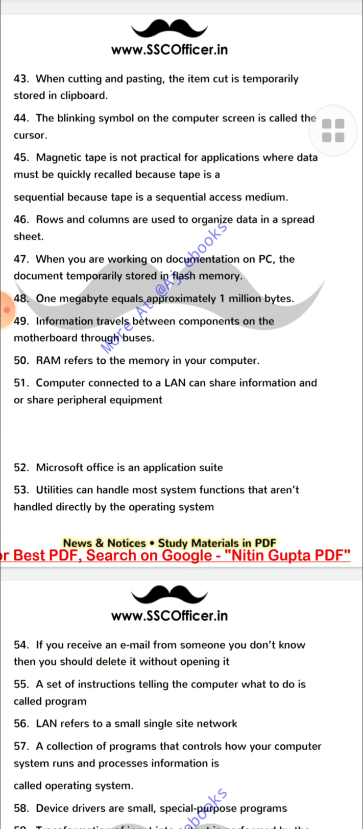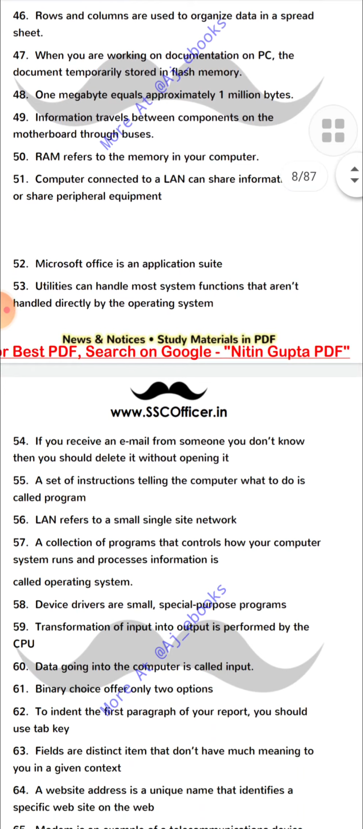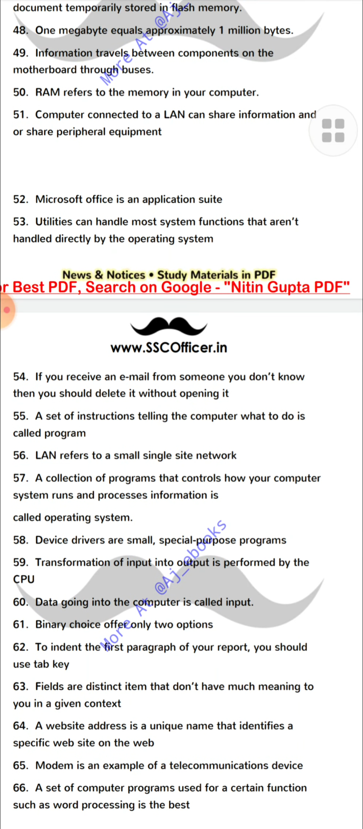When you are working on a document on a PC, the document is temporarily stored in RAM. One megabyte equals one million bytes. Information travels between components on the motherboard through buses. RAM refers to the memory in your computer. Computers connected to a LAN can share information and peripheral equipment. Microsoft Office is an application suite. Utilities can handle most system functions that are not handled directly by the operating system.